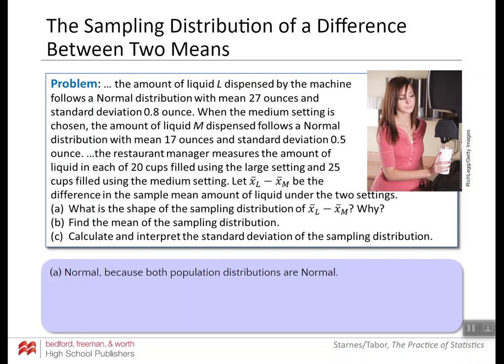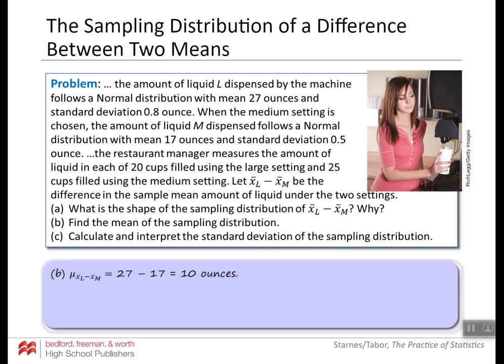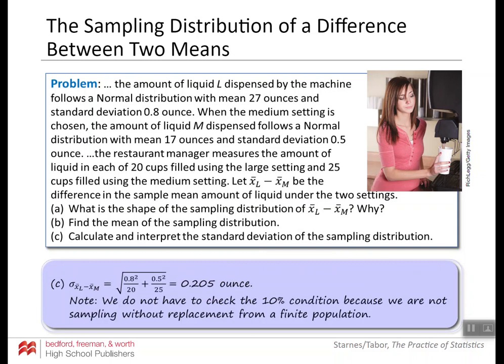Next, we want to find the mean of the sampling distribution, which is just the mean for large minus the mean for medium, which is 10 ounces. Lastly, we want to calculate and interpret the standard deviation. So we use the formula that's on the formula sheet.